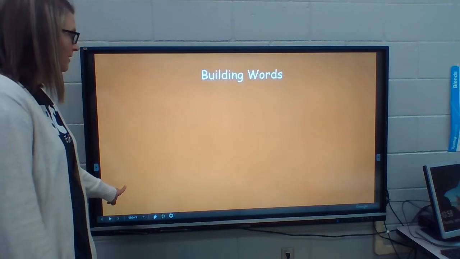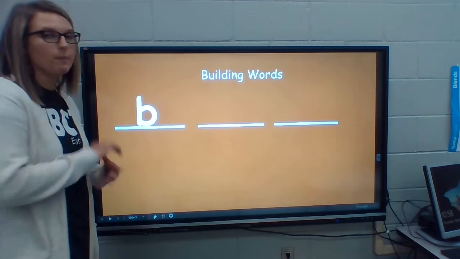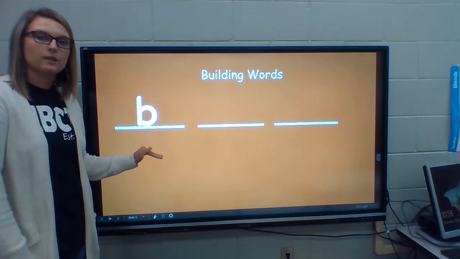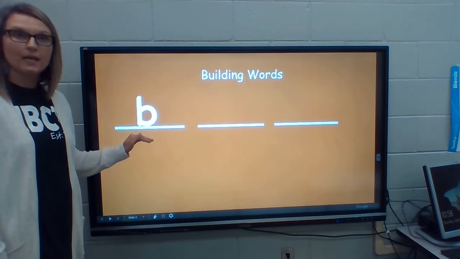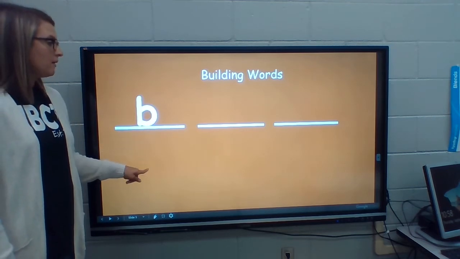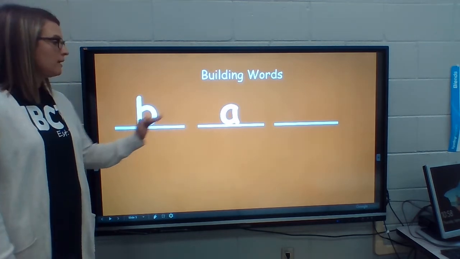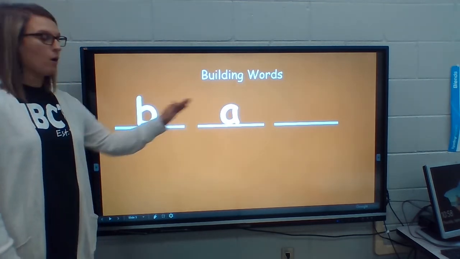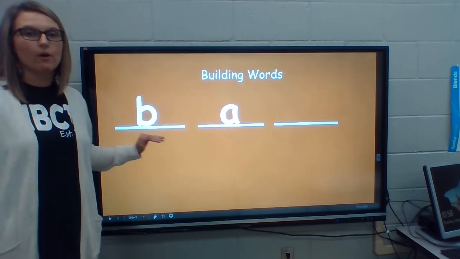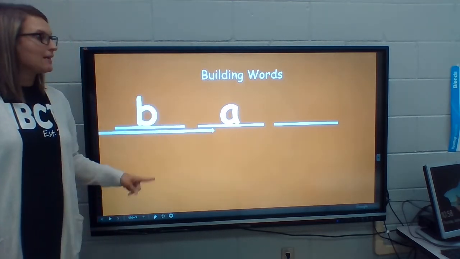Good job. All right, so we are going to work on building words. When we build a word, you start with the first letter. And what do we know about this letter? It's the letter B. And what sound does B make? B. All right? And when we put a vowel with it, now we have a slide. So we have B, A. We know B says B. What does A say? A. B, A. We slide them together. Ba.